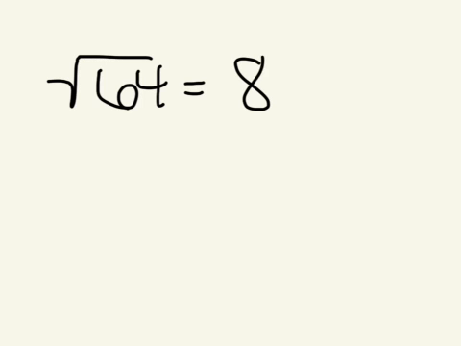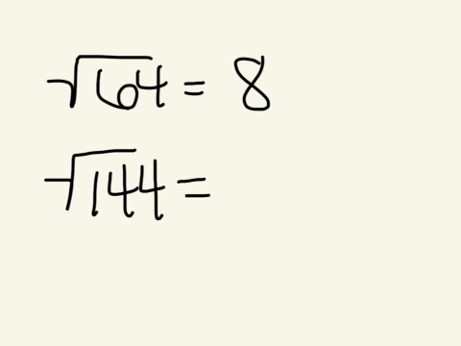Now if I ask you the square root of 64, what is a number you can think of multiplied by itself that gives you 64? The correct answer should be 8, because 8 times 8 is 64. Same with 144. What two numbers can you multiply together to give you 144 that are identical? 12. Good, because 12 times 12 is 144.